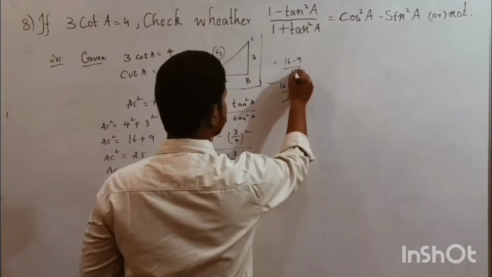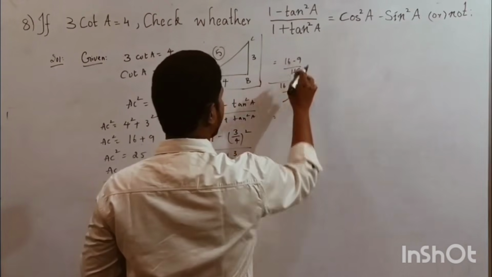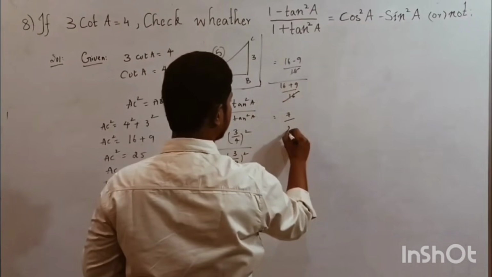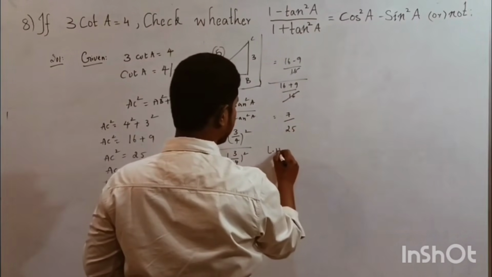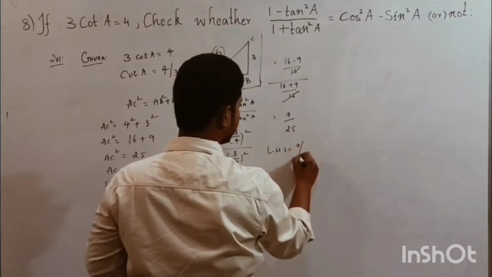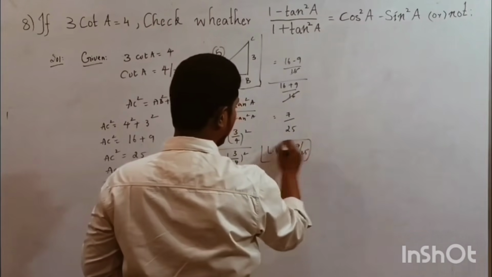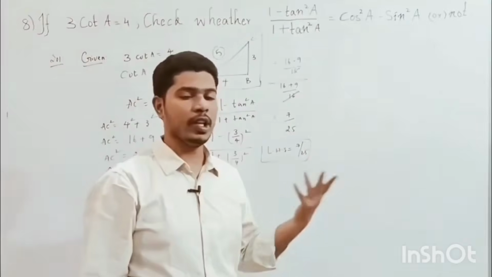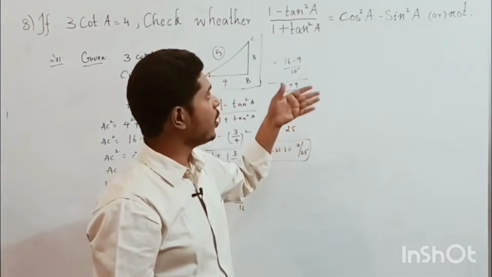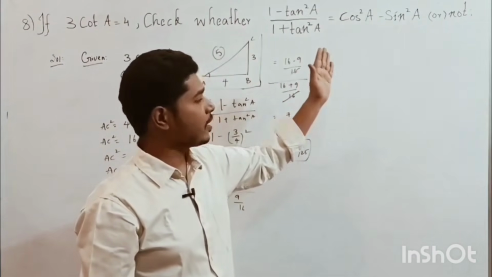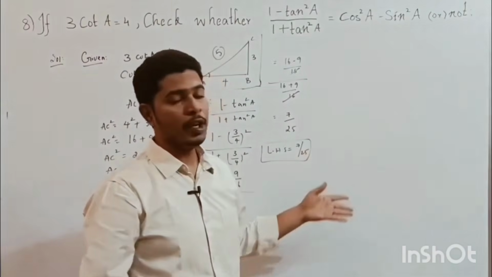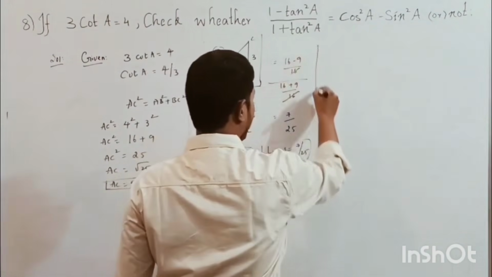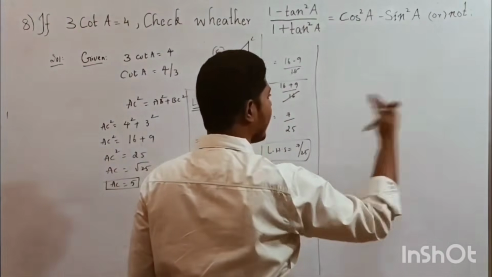I will cancel 16, 16. Then what is 16 minus 9? 16 minus 9 is 7 and 16 plus 9 is 25. The value of LHS, the left hand side value, is 7 by 25. If the value of RHS is also 7 by 25, then we can say that both are equal. If the value of cos square minus sin square is not equal to 7 by 25, we can say that both are not equal. Now we are going to find the RHS, that is the right hand side.